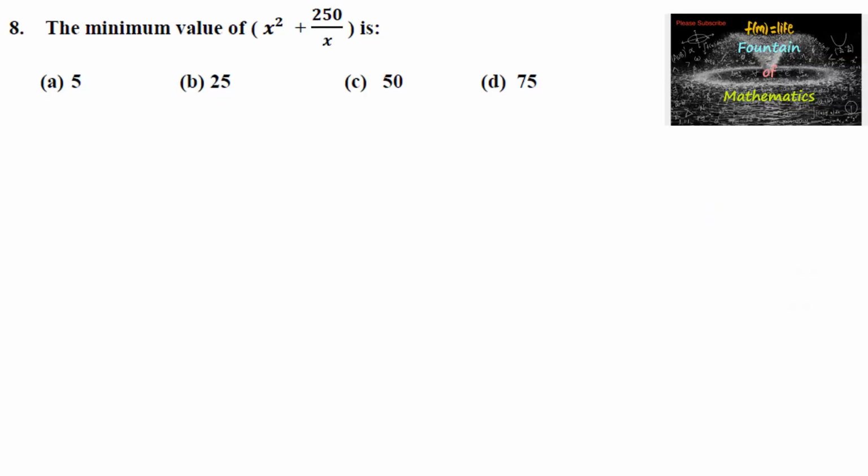The minimum value of x square plus 250 upon x is. So let us consider f of x is equal to x square plus 250 divided by x. To get minimum or maximum, f dash of x is equal to 0. So let us differentiate with respect to x.